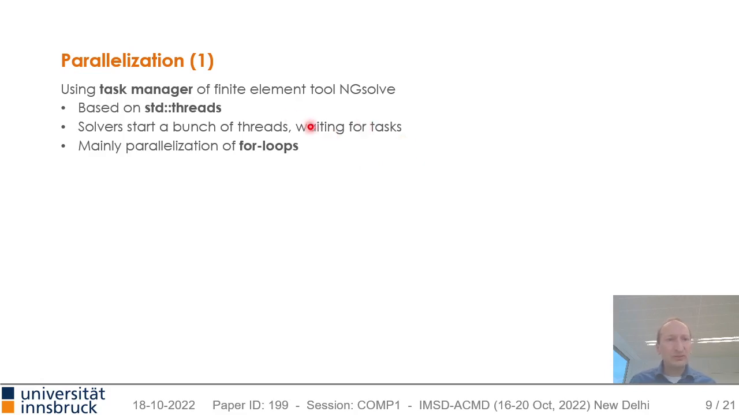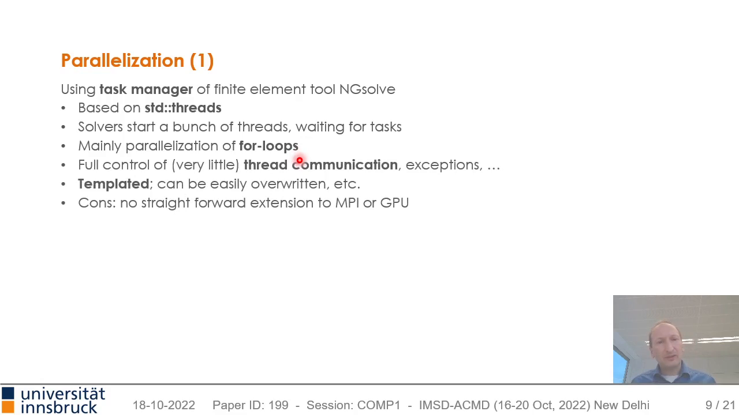The parallelization that we use is based on a so-called task manager, which is similar to what you have also in Windows, but it's a very specific one used from the finite element tool NGSolve, which is also open source and developed in Vienna. There, standard threads parallelization is used, where at the beginning of every time-consuming job, a bunch of threads is started, which waits for the tasks, and the parallelization is then done in for loops, which are used like to compute the mass matrix over the residual. The advantage of this approach is that the communication, exceptions, everything is made with very little overhead.